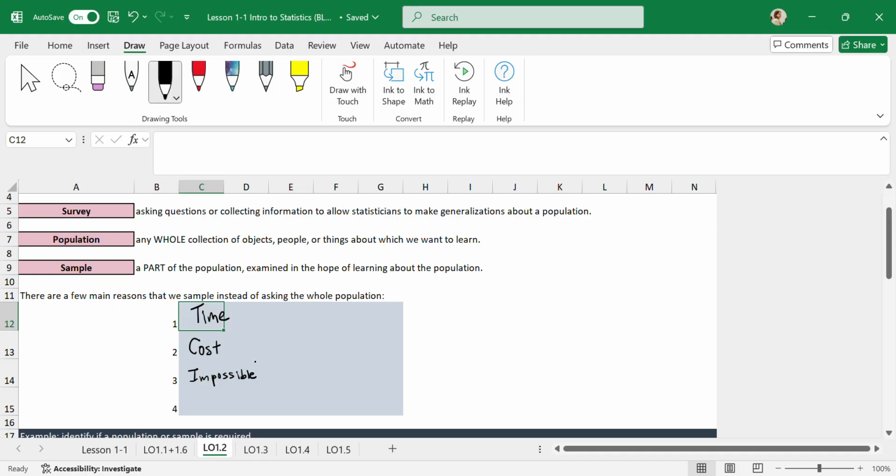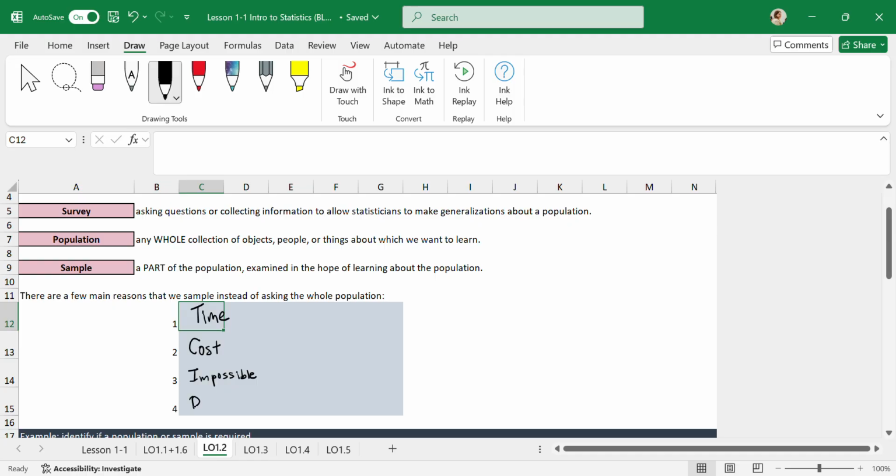Another example of why I mean it could be impossible is, let's say you're trying to sample water in a lake. You can't actually sample every single molecule of water. Water's always evaporating or absorbing into the ground, or more rain could be added into the lake. That makes the water levels go up. You wouldn't want to drain the whole lake to sample the entire lake to test the water or bacteria levels. So sometimes it's just impossible.